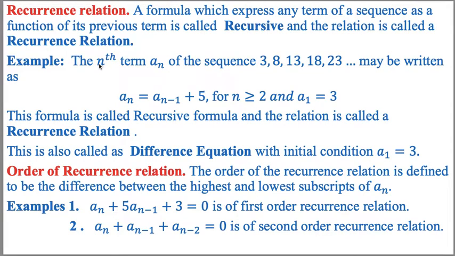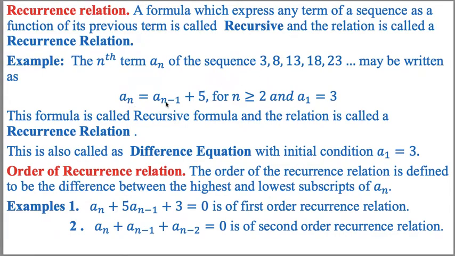For example, the nth term an of the sequence 3, 8, 13, 18, 23 may be written as an equal to an minus 1 plus 5 for n greater than or equal to 2, and a1 equal to 3. Because a1 is 3, and n is greater than or equal to 2, if we substitute n equal to 2 here, we get a2 equal to a1 plus 5, and a1 is 3 here, 3 plus 5 is 8.